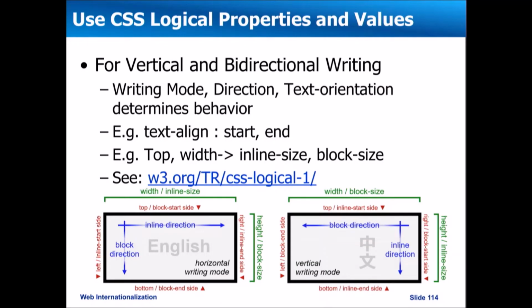And also, relatively new for CSS is these logical property names. This is for when you're doing vertical or bidirectional writing, and when the writing mode is different, or the direction or the text orientation, you don't want to be saying, I want to set my text to start on the left.